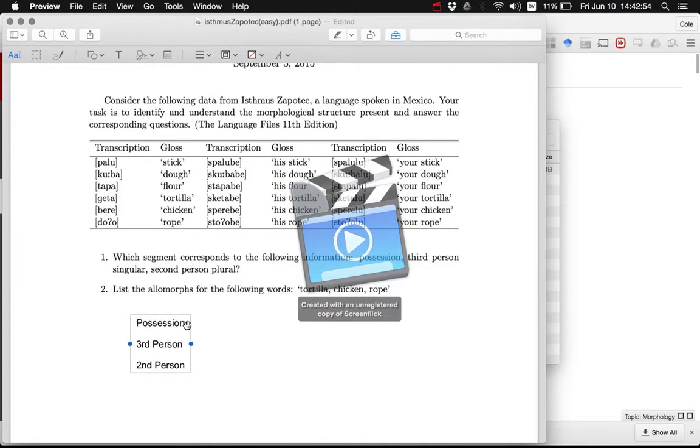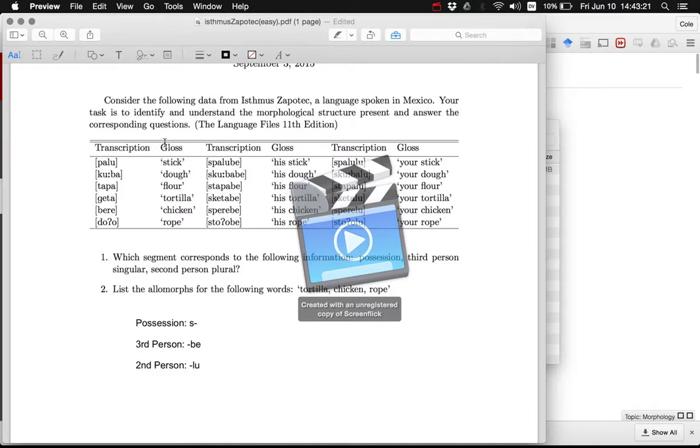Okay, so we're now at possession. What I identified was that in this data set, in Isthmus Zapotec, possession must be the prefix S. Third person must correspond with the suffix BE. And then finally, second person must correspond to the suffix lu. Okay, and now a quick recap of how I got to these. So possession was the S.